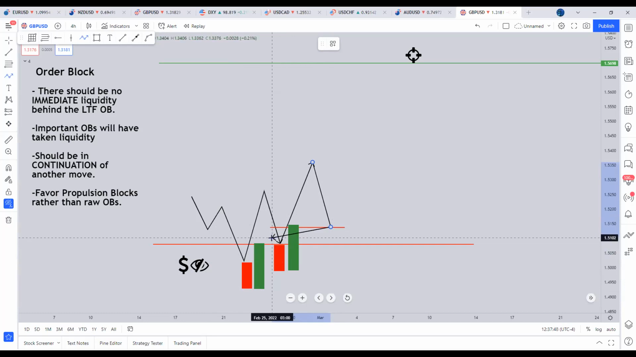Can you explain this should be in the continuation of another move? Can you explain that definition? Yeah, one second. Let me finish explaining the propulsion block. It's the order block itself.